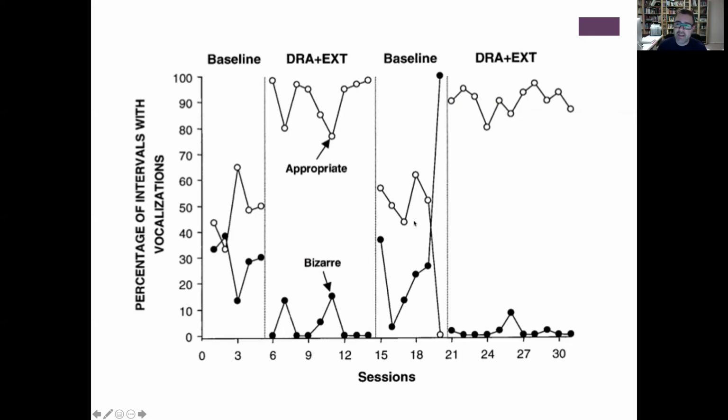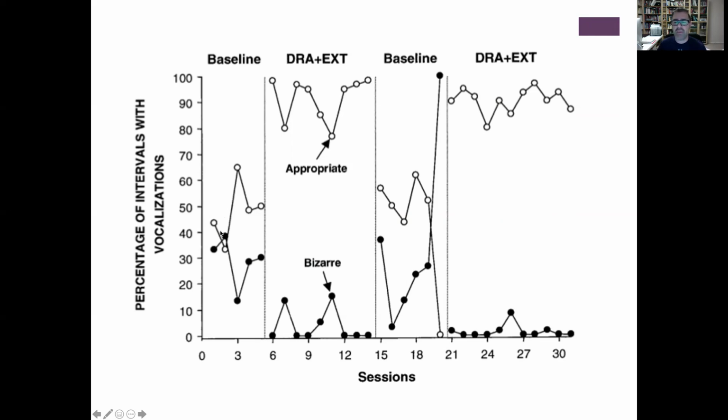But then they go back to baseline. During baseline, it's what would happen in the natural environment when he engages in bizarre vocalization. People tell him, stop doing that. And you see behavior goes back, like you see an increase in the bizarre vocalizations. And then when you implement the procedure again, you only reinforce appropriate vocalizations, and they go up almost to 100% of the intervals. And then bizarre vocalizations go down almost to zero. So pretty successful, shows pretty clear control, right?